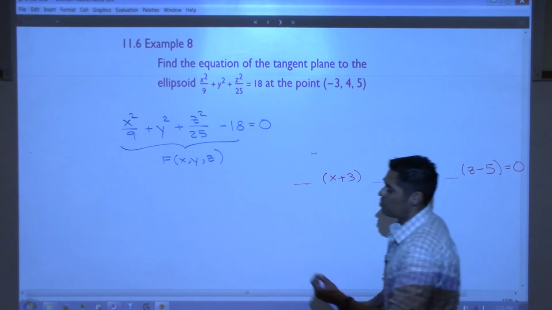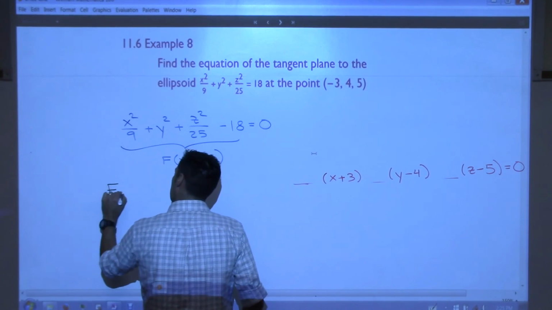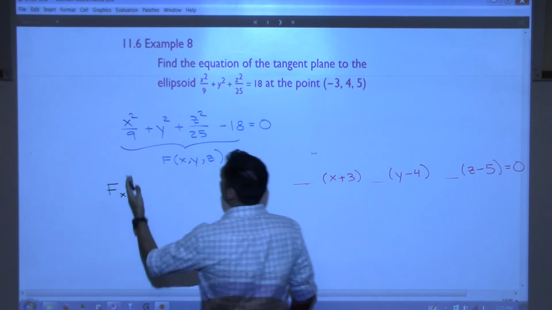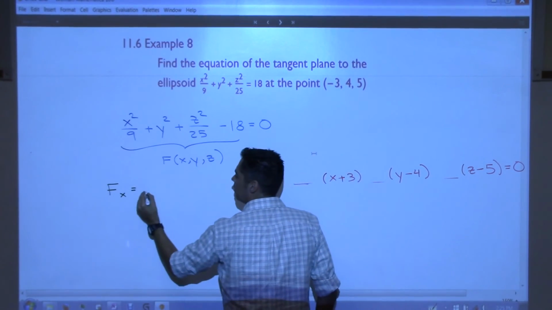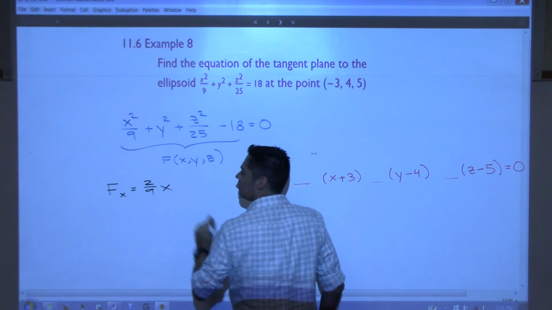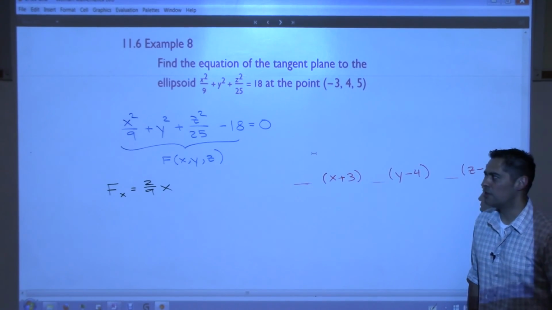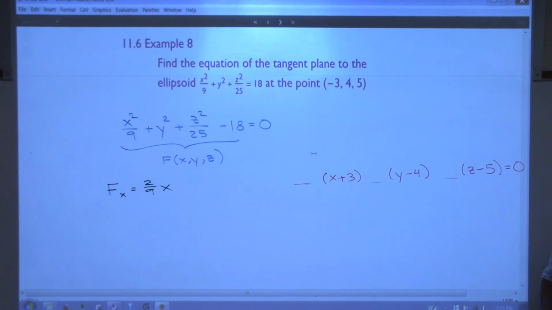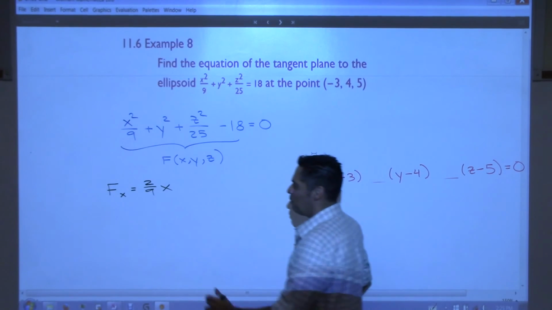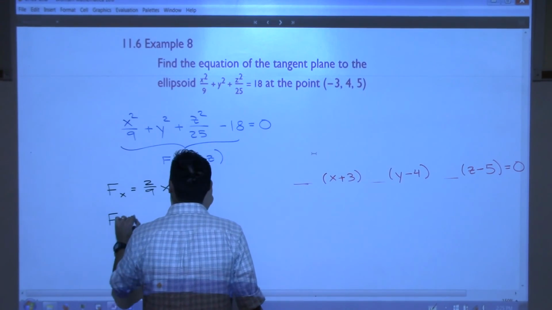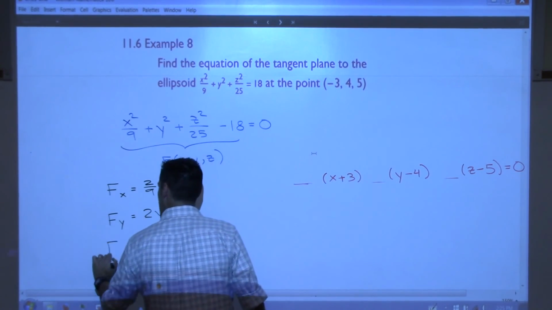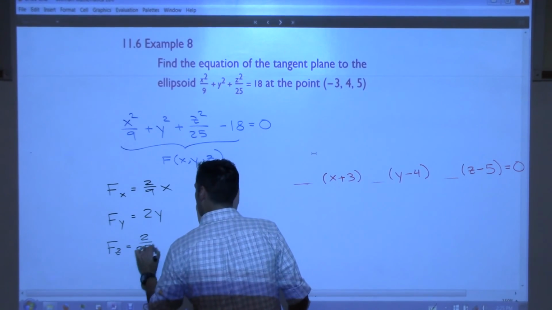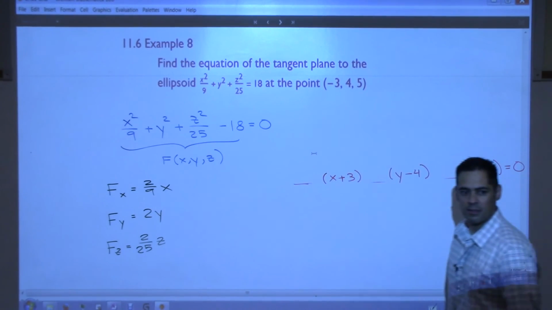What is the partial of capital F with respect to x? Oh man, that's cake, right? 2/9 x. And partials don't get any easier than that, right? Well, I guess they could, but not much. Partial of F with respect to y would be 2y. Partial of F with respect to z, 2/25 z, right? Man, that's nice.